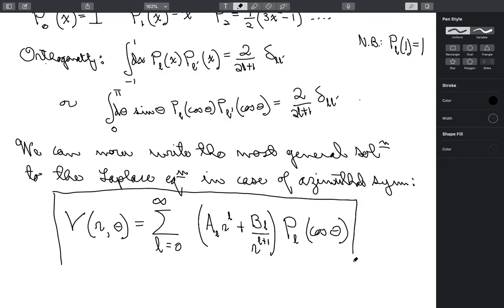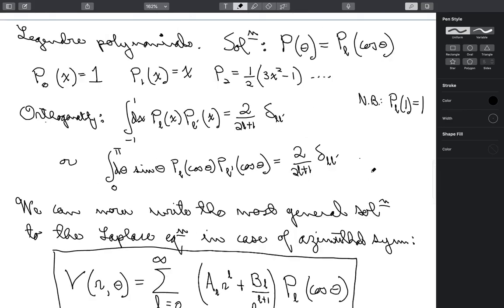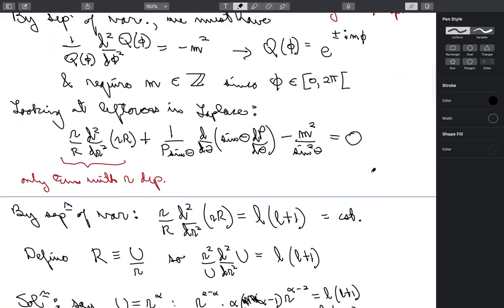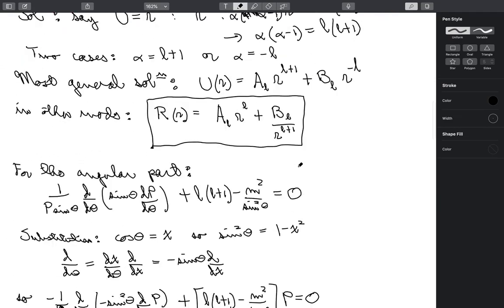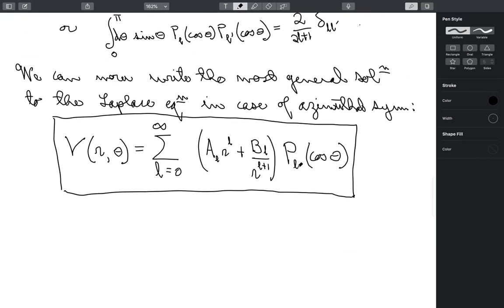So that's cool. And of course, if we don't have azimuthal symmetry, then we need to put back the phi dependence that we dropped here. But I'm not going to do that now.